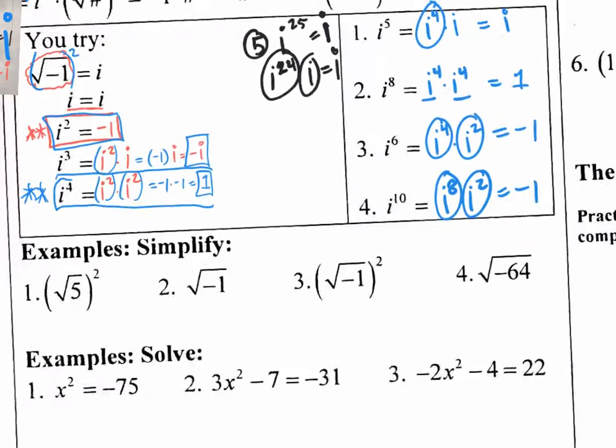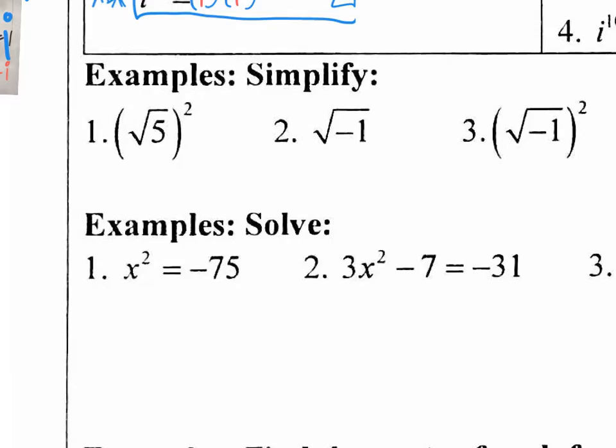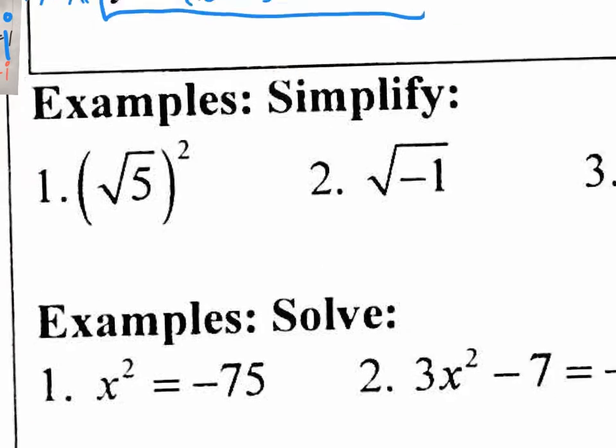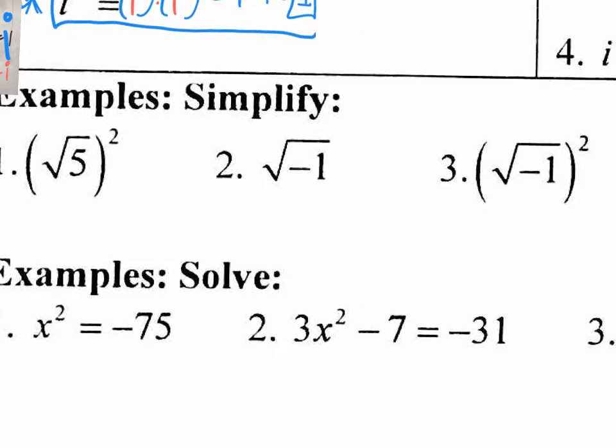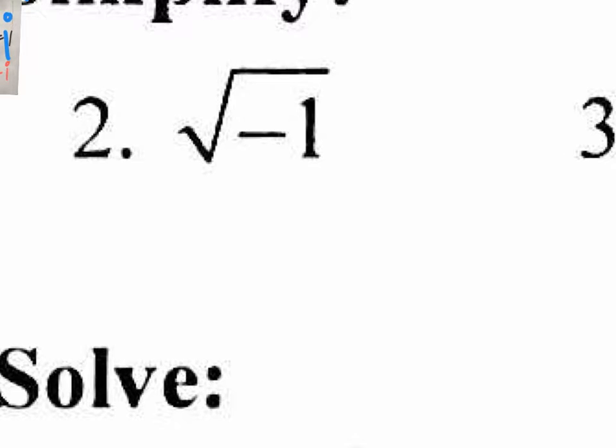Okay? Let's go through some examples here. Number 2, what's that answer? Number 2. That's just i. See, this is the explanation of where imaginary numbers come from. The i comes from a negative square root, or the square root of a negative.